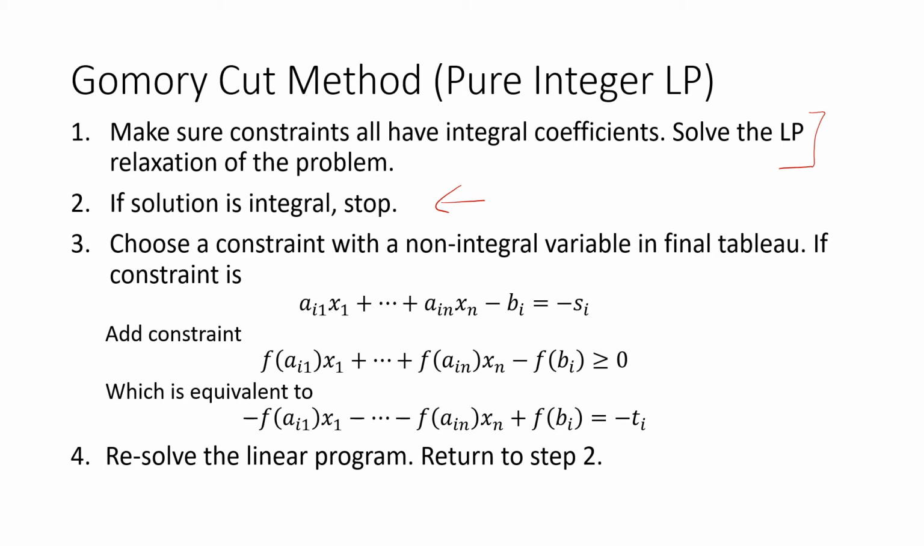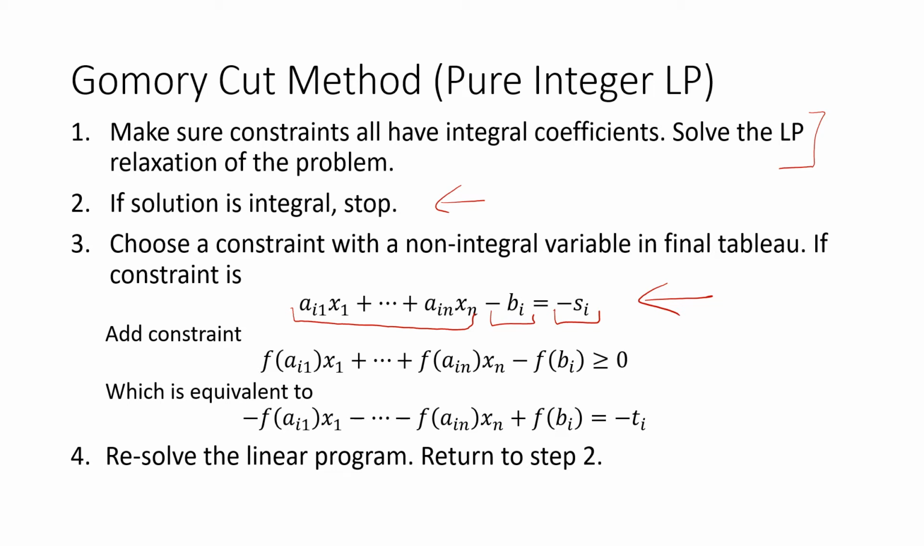If you do have a fraction or a non-integer as one of your variable solutions, pick one of them. You could have multiple ones. Just pick one, and we're going to build a new constraint out of that. So when you have that, you can take that constraint and write it this way. You can write it as your original constraint minus your coefficient is equal to the negative of your slack variable.